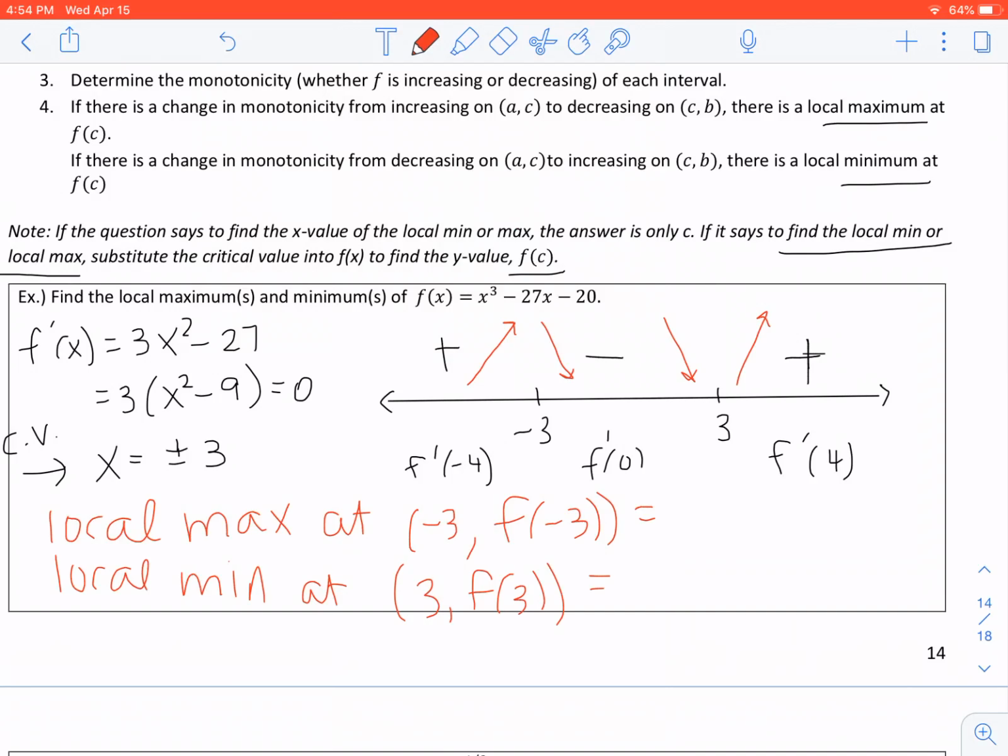And then substituting those values into your original function, we get -3, comma, 34 for our local max and 3, comma, -74 for our local min. So this is how you would use the first derivative test in order to figure out local maximums and local minimums.